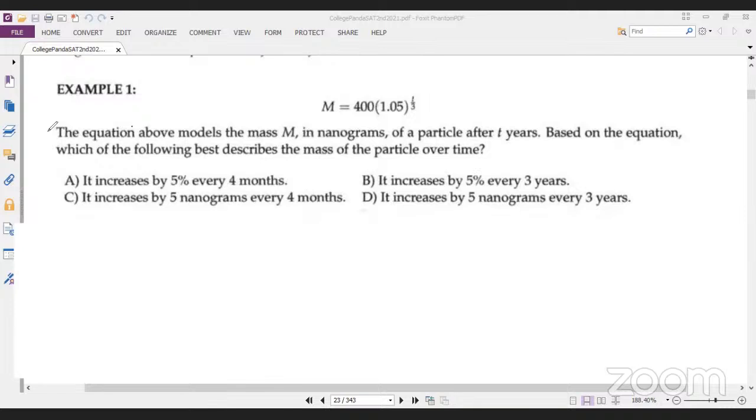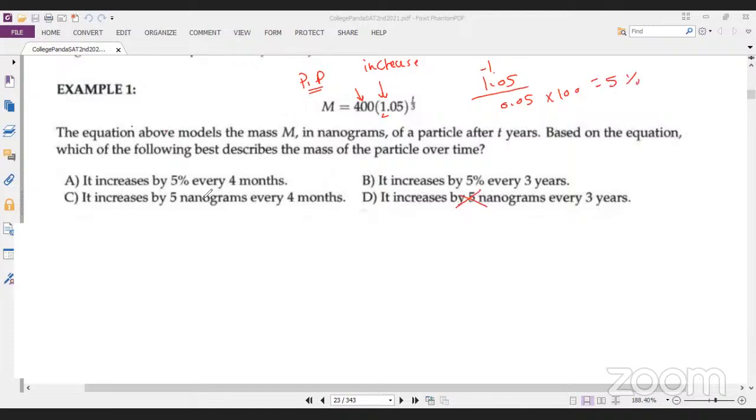Here we have another real problem from a past paper. The initial value is 400. We should care about whether it decreases or increases. This base is 1 point something, so it is increasing growth. Increasing by how many percent? 1.05 minus 1 gives 0.05, times 100, so 5%.